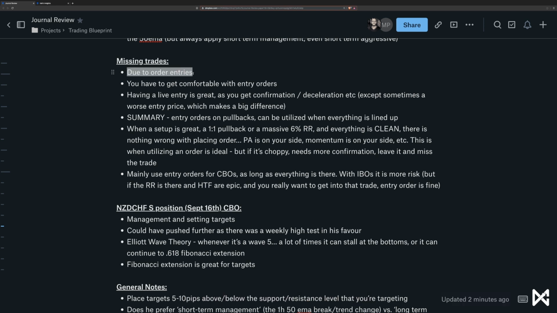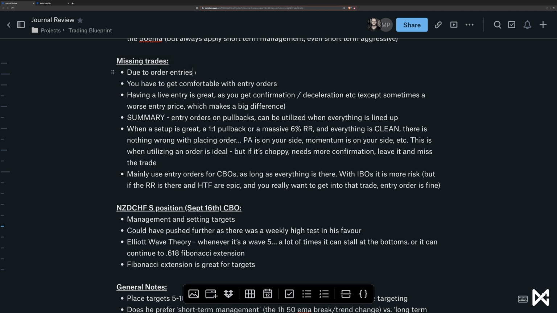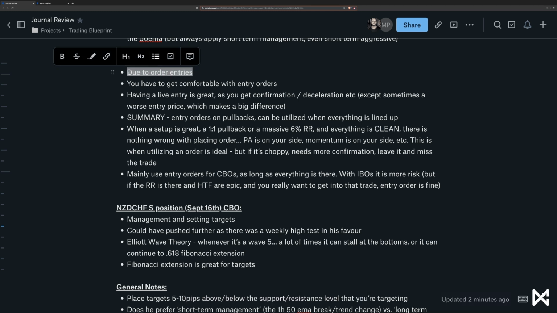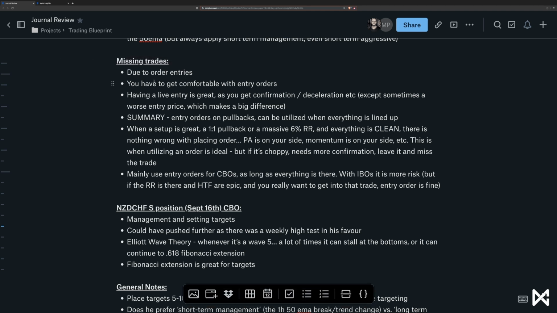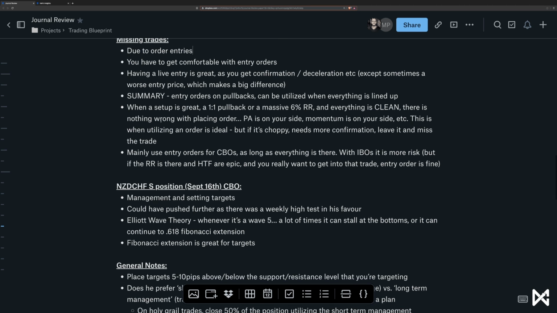This trader missed a lot of CBOs from his point of view because he couldn't get a live entry with a good 1-to-1 reward risk ratio. Well, if it's a good trade and the only issue is that you cannot get a 1-to-1 reward risk ratio with a live entry, then maybe consider placing an entry order instead, because it's a great trade. You want to get into it. You want to make money, right? So you have to get comfortable with entry orders. So that's something you can backtest, something you can play around with, and so on. Right? So you can read those notes a little bit more.